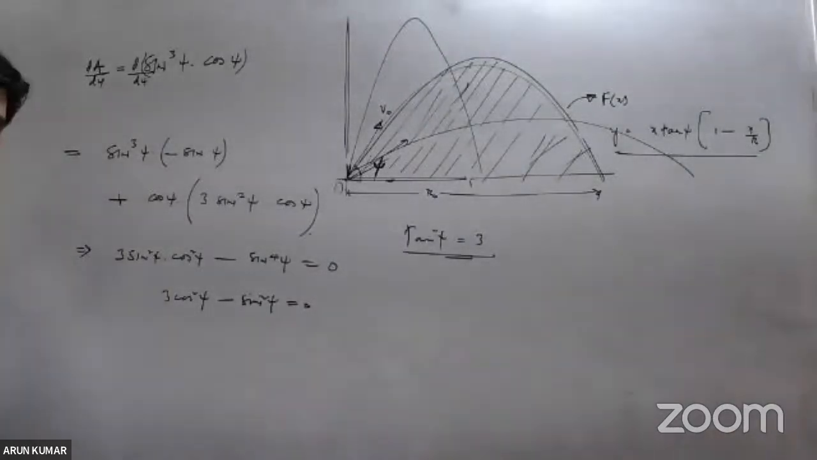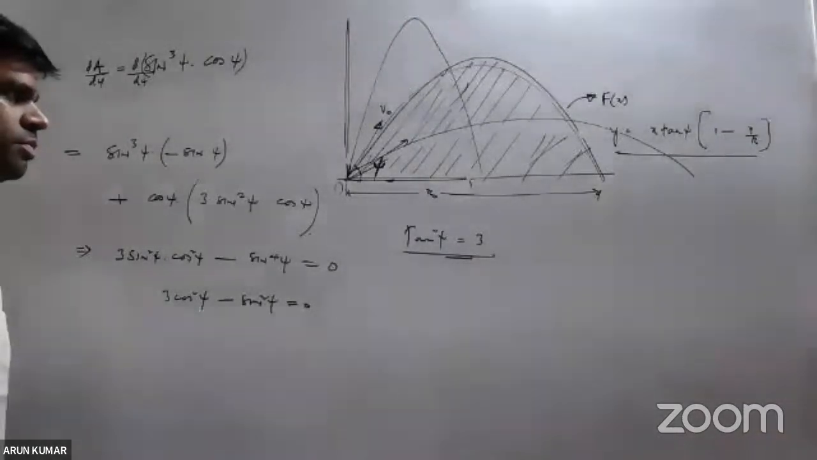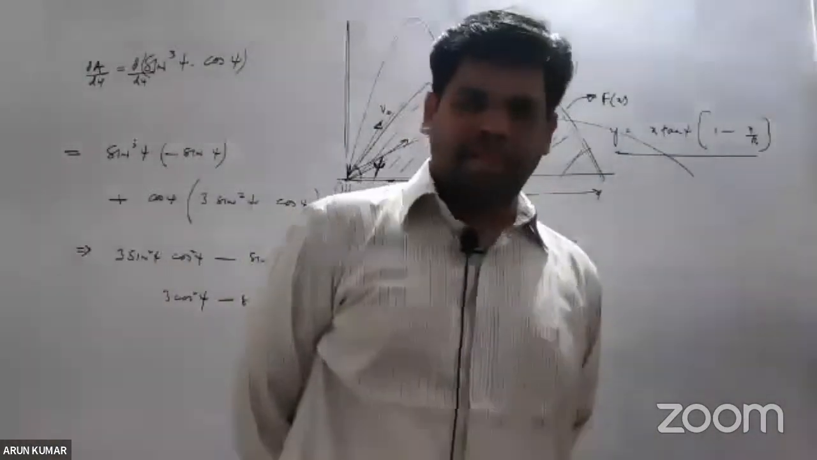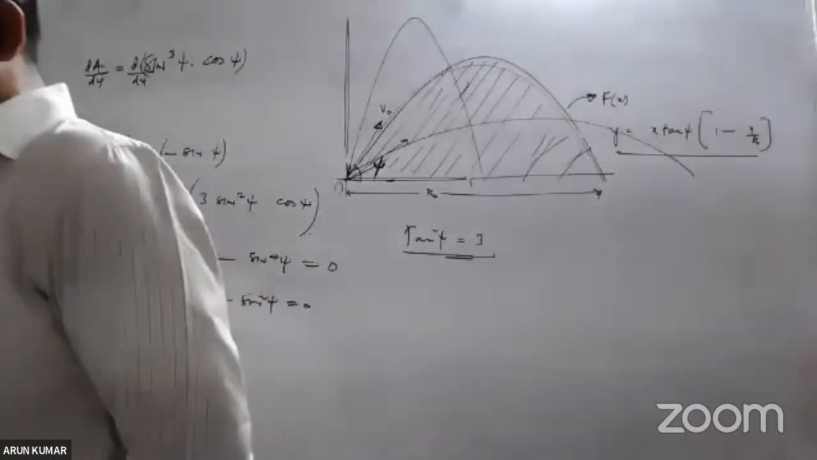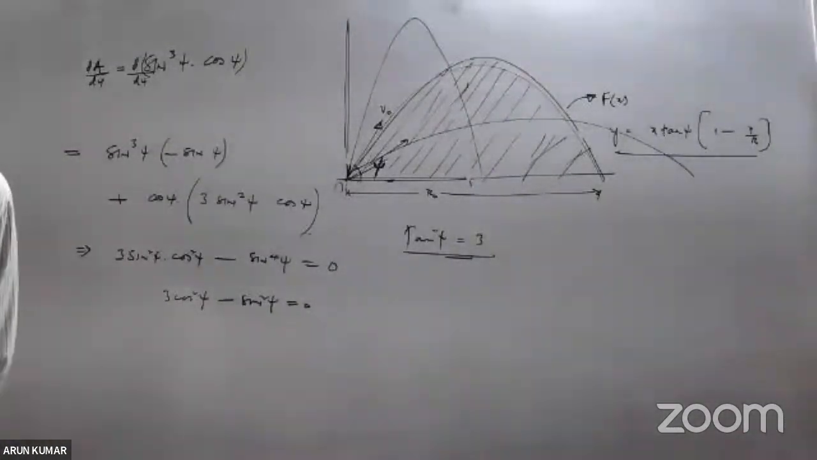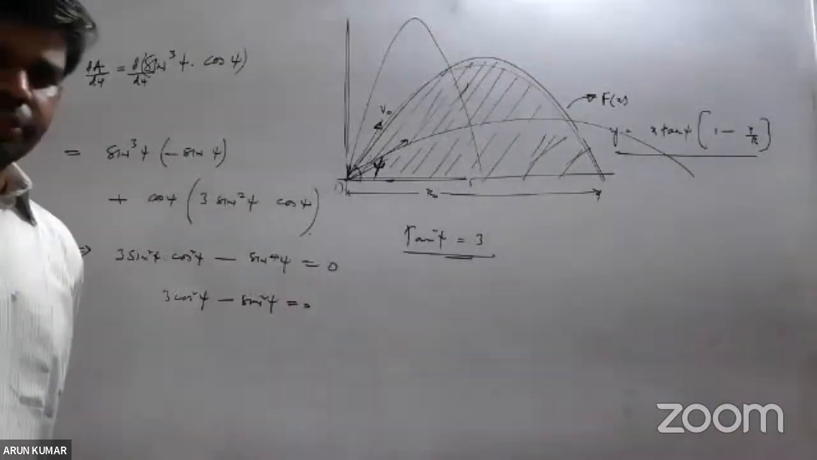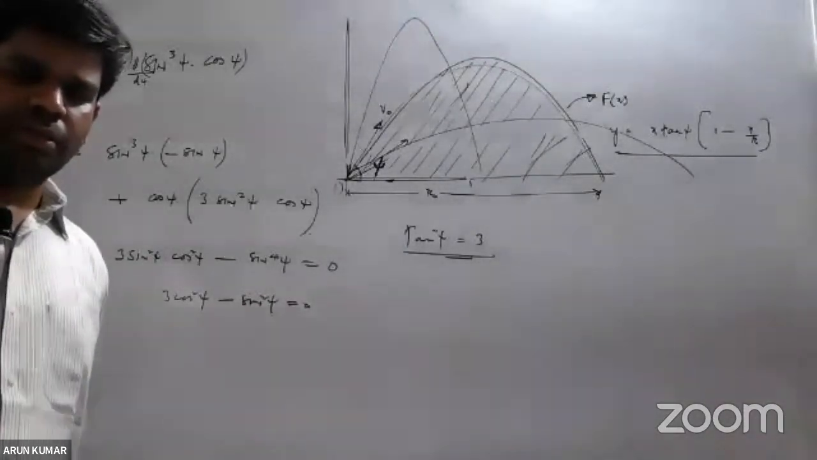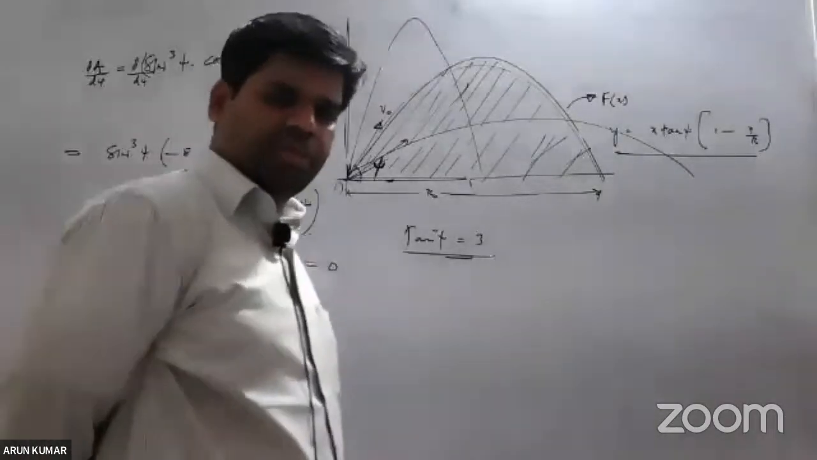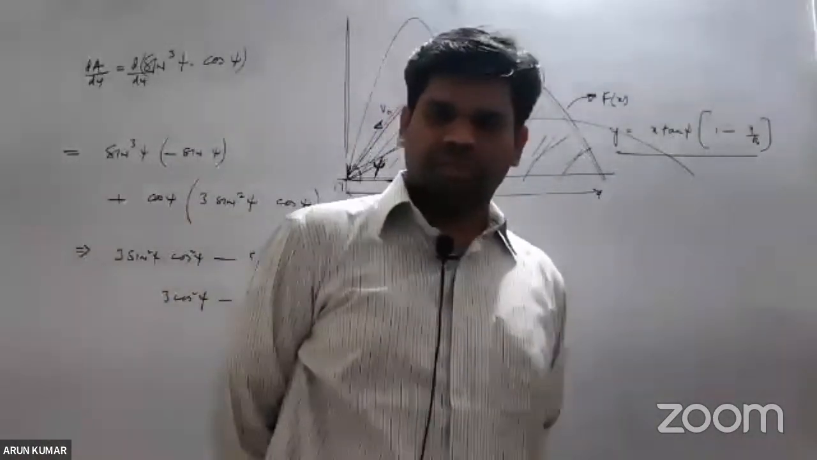Okay, tell me what's the value of psi? Tan square psi is 3. What is the value of psi? Root 3 tan inverse. What is root 3 tan inverse? Tan inverse root 3, sir.